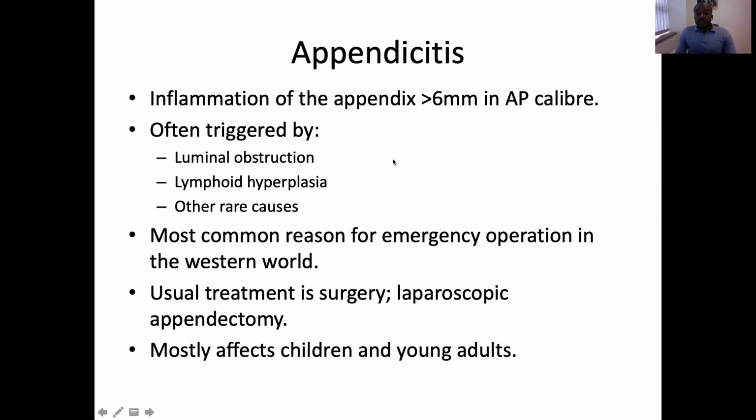So appendicitis. Appendicitis is the inflammation of the appendix when it's more than 6 millimeters in AP caliber. It's often triggered by luminal obstruction, lymphoid hyperplasia, and some other rare causes like Crohn's appendicitis, etc. Appendicitis is the most common reason for emergency operation in the Western world. And the usual treatment is surgery, usually laparoscopic appendectomy.